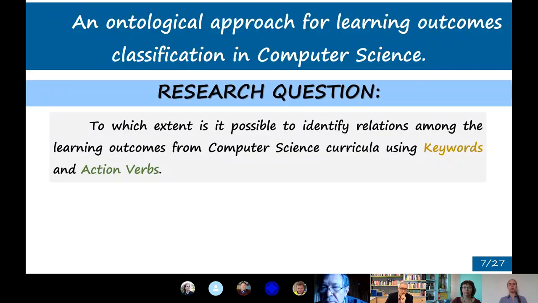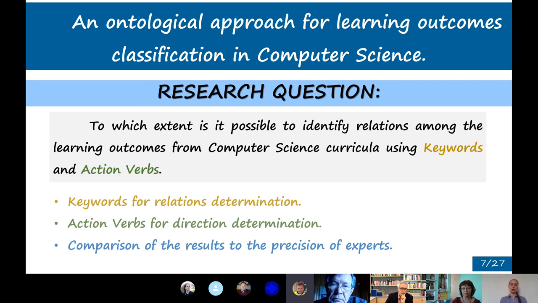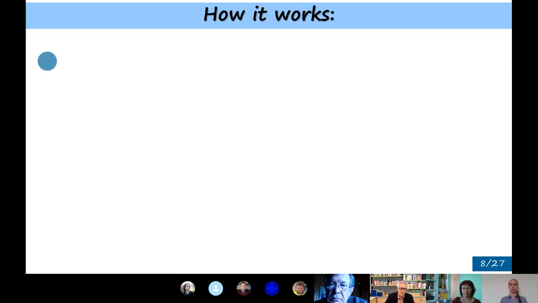That's why the research question of my master thesis is: to which extent is it possible to identify relations among the learning outcomes from computer science curricula using keywords and action verbs? I want to use keywords for determining relations and action verbs for determining direction, and then to compare my results to the precision of experts.